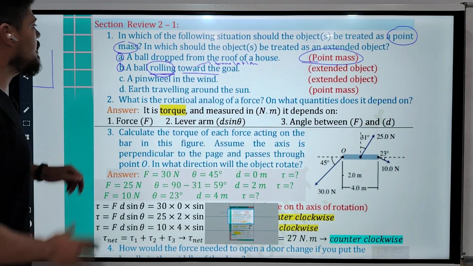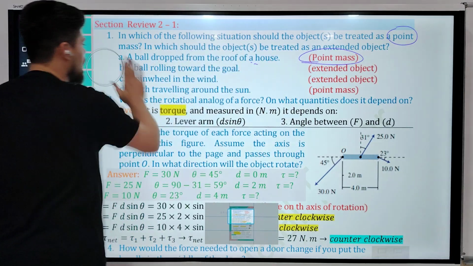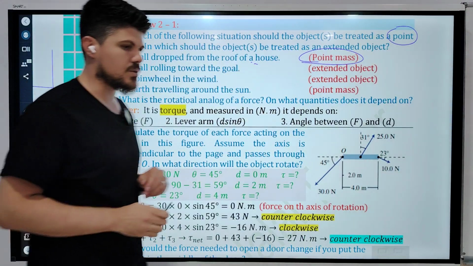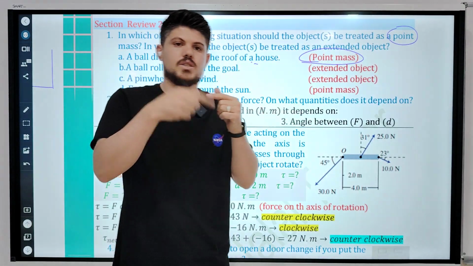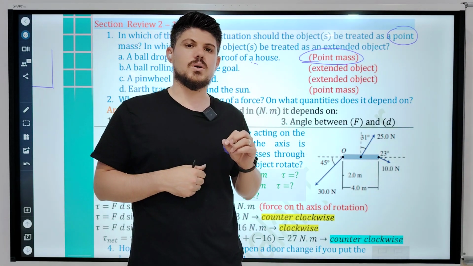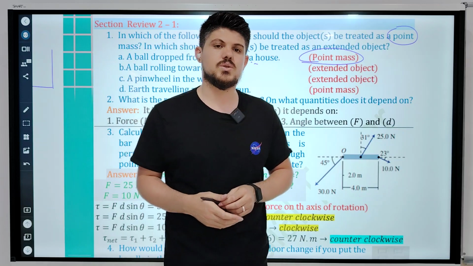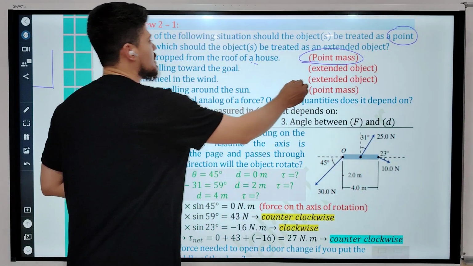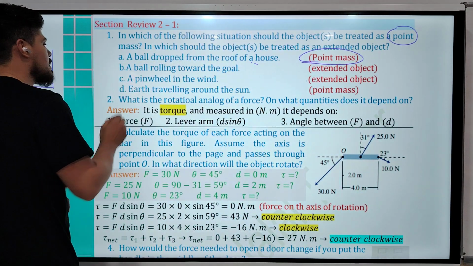C, a pinwheel in the wind. You know that a pinwheel is rotating at its position. Because it has rotational motion, it should be treated as an extended object. The second one is also an extended object.